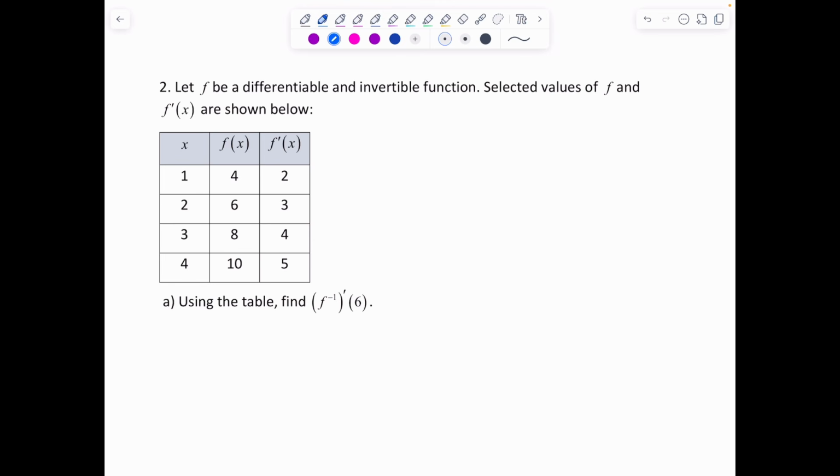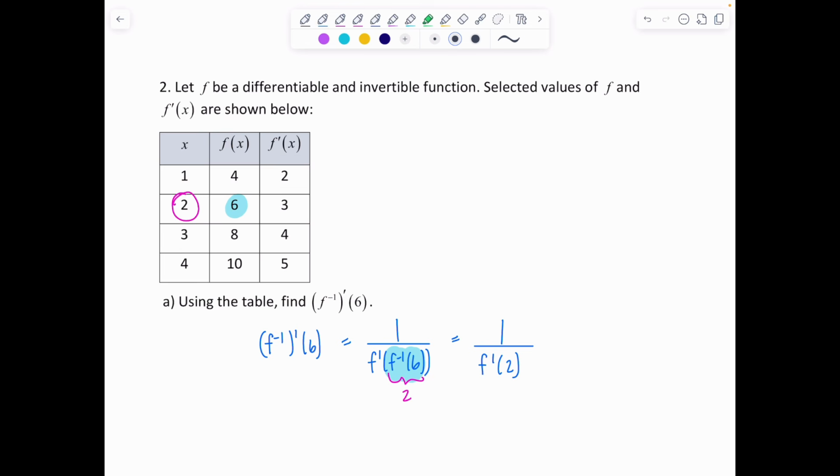Okay. So we have f inverse prime of 6 is 1 over f prime of f inverse of 6. The more you write the formula down, the faster you'll memorize it. Okay, so let's use the table. What's f inverse of 6? That means you look for a function value of 6 and you say, who was x? It was 2. So all of this highlighted stuff is going to be replaced with 2. So I need 1 over f prime of 2. Back to the table. What's f prime of 2? It's 3. Very good. So this is 1/3.